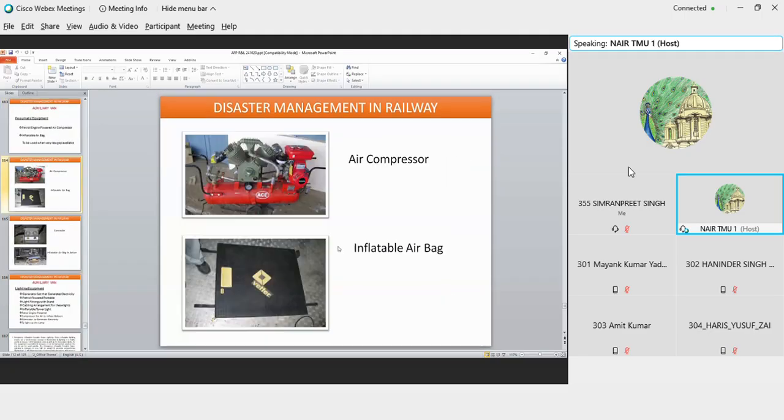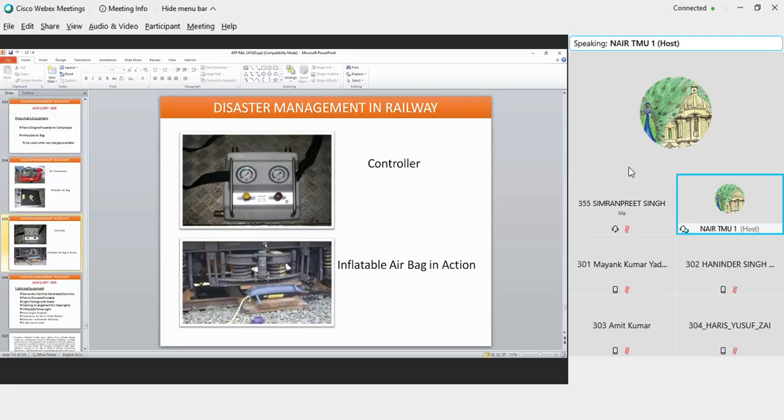Okay, so this is something new which has come up. These are called inflatable airbags. What happens in some locations is that you are not able to accommodate a jack, so you will use an inflatable airbag. In the bottom photograph, you see we have placed an inflatable airbag, and we lift the coach or the wagon with the help of these inflatable bags.